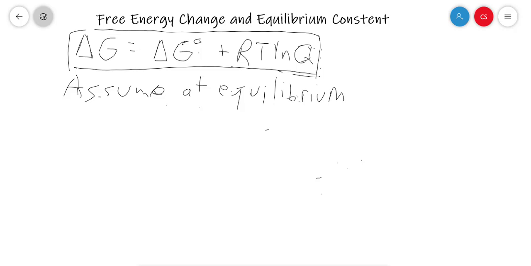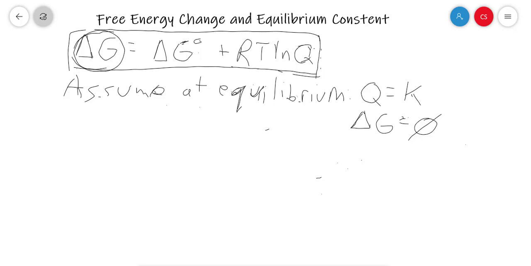Okay. Well, if we're at equilibrium, then there are certain things we know that are true in this expression, namely that the Q value would be equal to the equilibrium constant K. So that's one thing that's true at equilibrium. The other thing is that the free energy change itself, this delta G here, is going to be equal to 0. Anytime you're at equilibrium, delta G is 0.